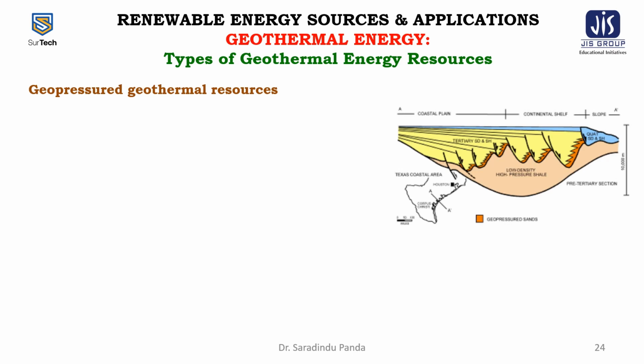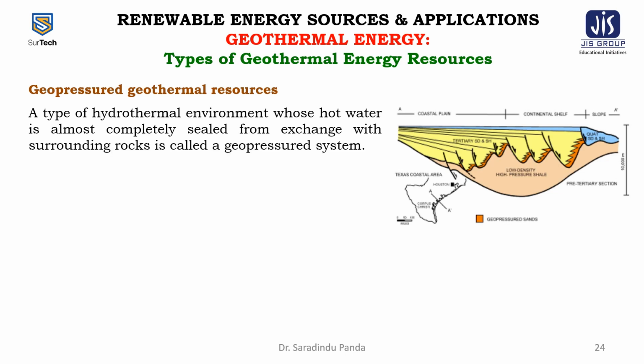Now the third energy resource is the geopressure geothermal resource, as shown in the figure. A type of hydrothermal environment whose hot water is almost completely sealed from exchange with the surrounding rocks is called the geopressure system. This is the low density high pressure cell, and this is the tertiary. This is the coastal plain, this is the continental plain, and this is the slope.